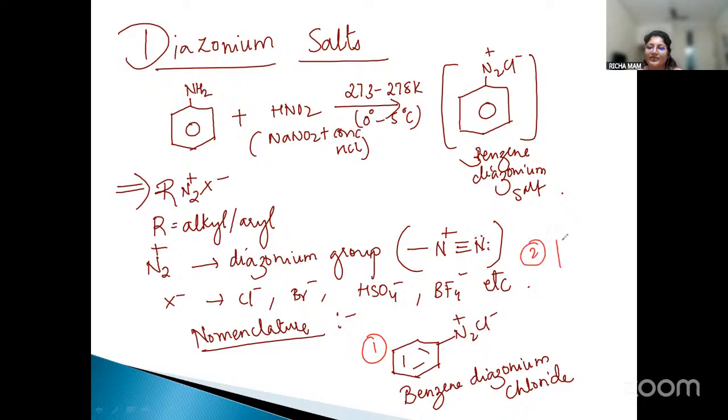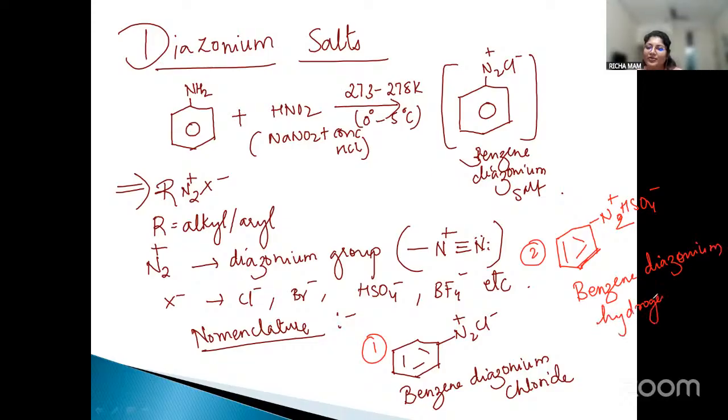Another example: N2+ HSO4-. What is the name? The name is benzene diazonium hydrogen sulfate. So like this, you are going to name the diazonium salts. This is about the nomenclature.